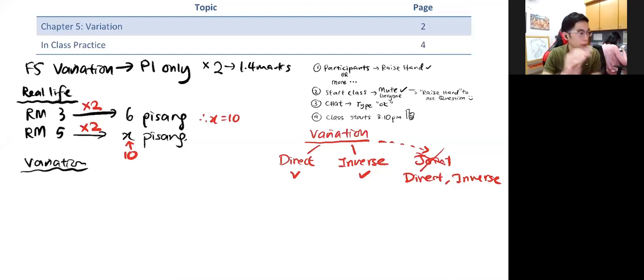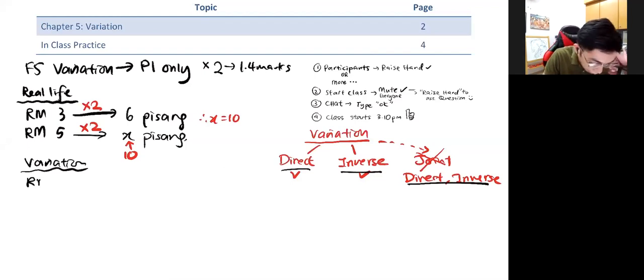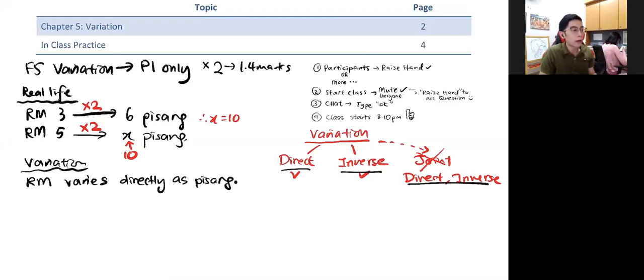Now everybody, kawan sekalian, my variation, just now I already said we have 3 types: we have direct, we have inverse, and we have direct and inverse joined together. Now, steady on. I want you to write this sentence with me. The whole sentence, how they ask in variation, goes this way: RM varies directly as pisang. That's the first thing they ask in your exam paper.